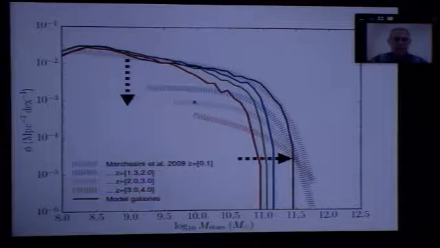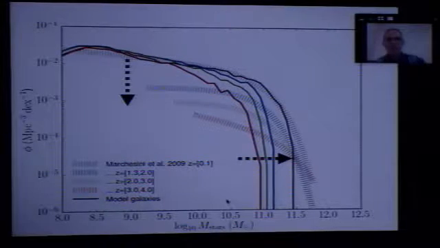So the data here are the dashed lines. Different colors represent different redshift ranges indicated in the legend here. And the model is the solid lines, and we massively overpredict the low mass population of galaxies at high redshift, and we underpredict the abundance of high mass galaxies. So, you know, this is a big problem.